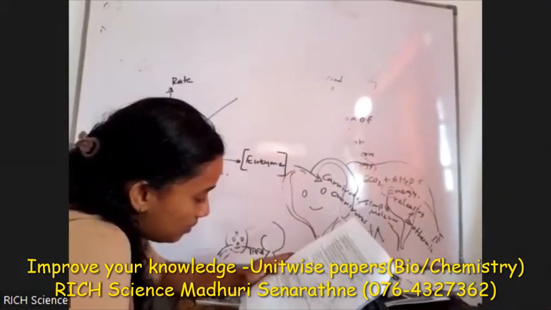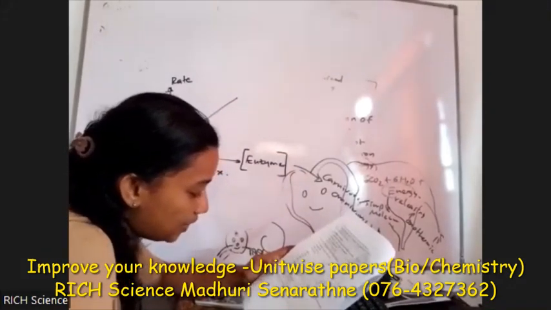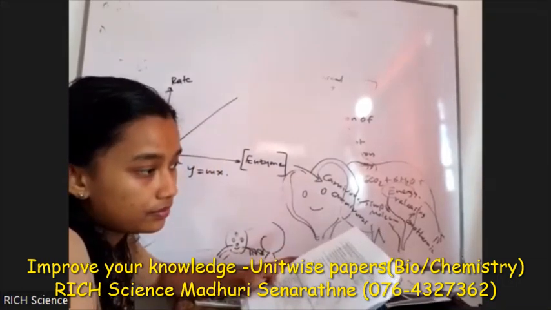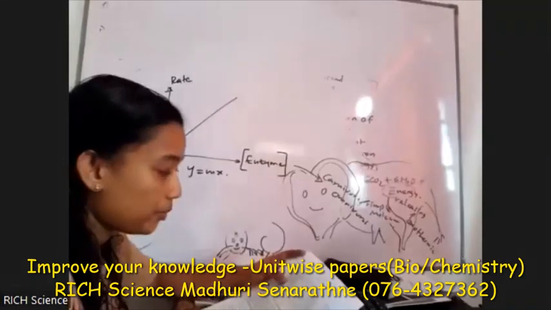Then answer is number 4. Nitrogen base contained in ATP is adenine. Yes, that is why we call it adenosine triphosphate.